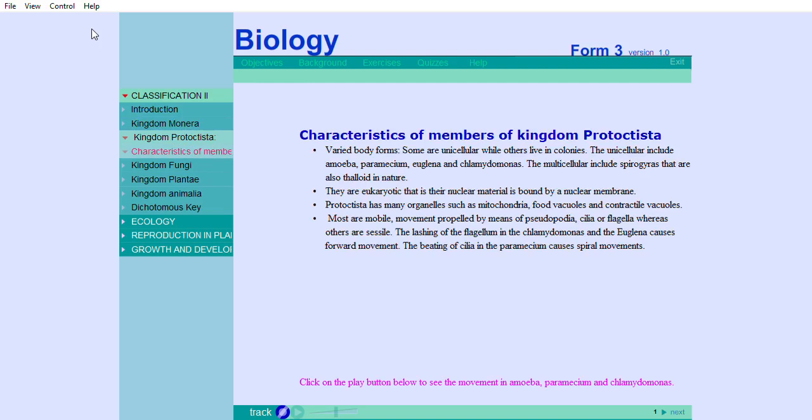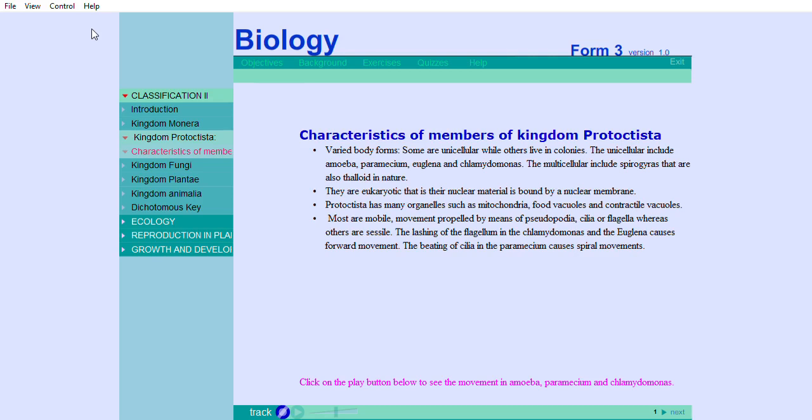Characteristics of members of Kingdom Protoctista. Varied body forms. Some are unicellular while others live in colonies. The unicellular include amoeba, paramecium, euglena, and chlamydomonas. The multicellular include spirogyras that are also thalloid in nature. They are eukaryotic, that is, their nuclear material is bound by a nuclear membrane. Protoctista has many organelles such as mitochondria, food vacuoles, and contractile vacuoles.